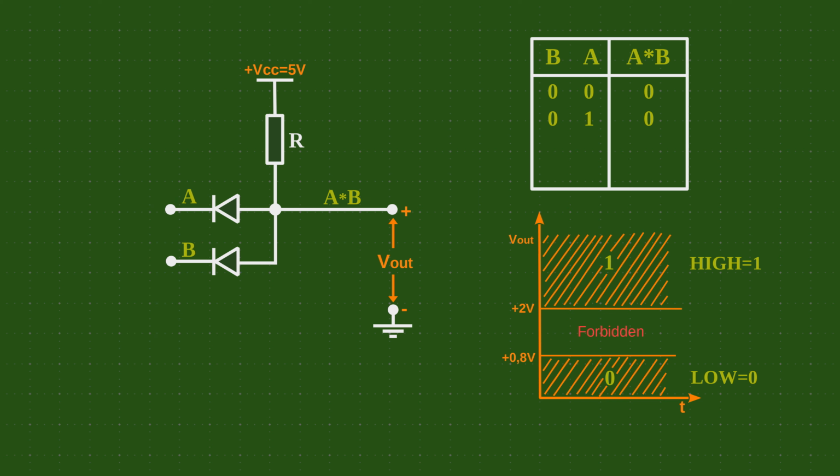In the third case the input signal A is low, and B is high. Now the situation is reversed. Diode B is inactive due to the same potential at the cathode and anode, while diode A is positively polarized and current flows through it. As a result we again have 0.7 volts, which means low.